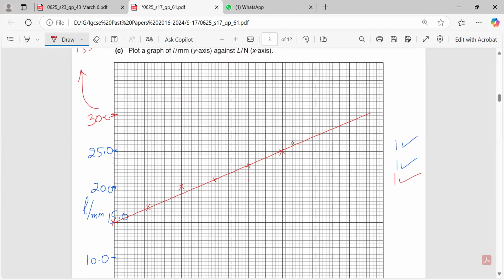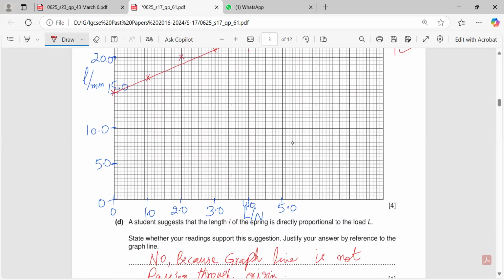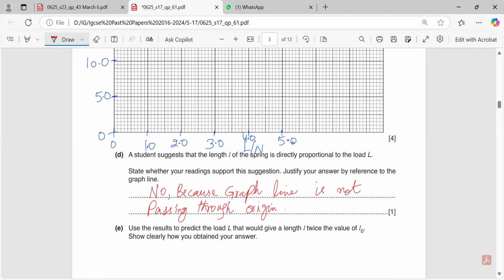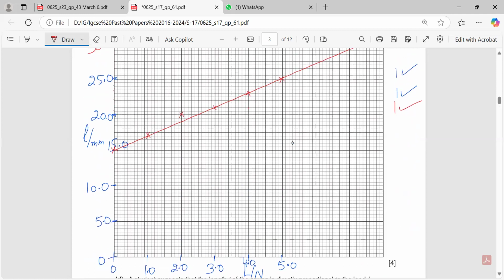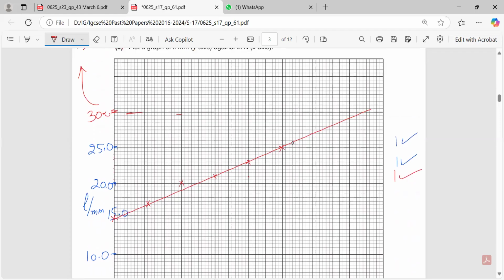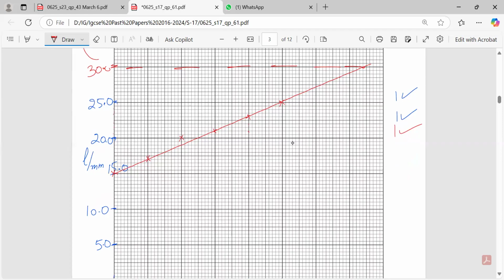Like this. And now see, again read it, please, very important. Use the results to predict the load that would give a length L twice L0. L0 is 15, so twice means 15 times 2, that is 30 millimeters. So we got first 30 millimeters. Now see, show this clearly on the graph, and it is still here. Then come down this way.